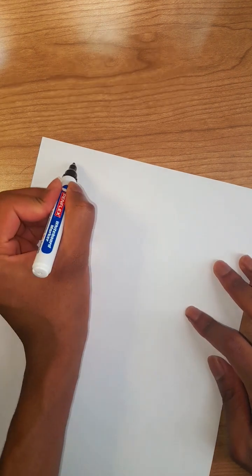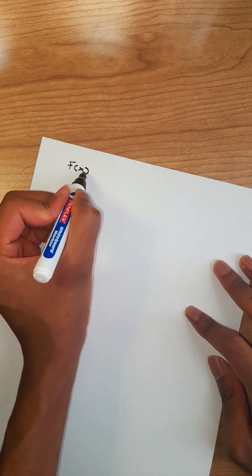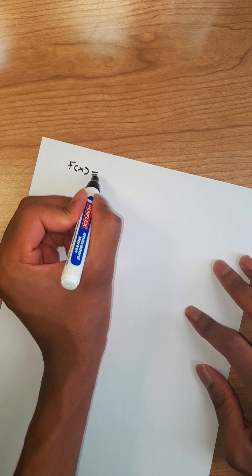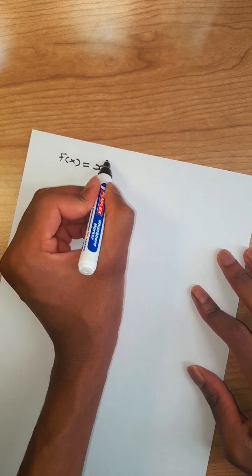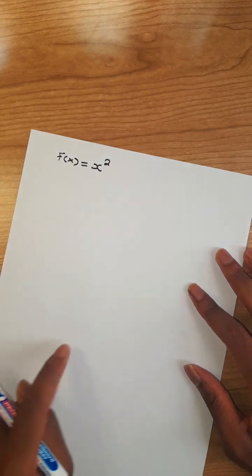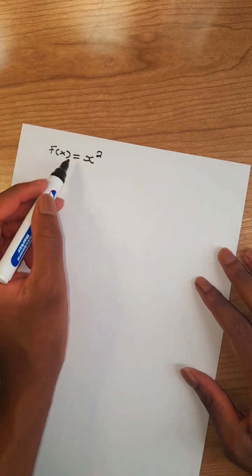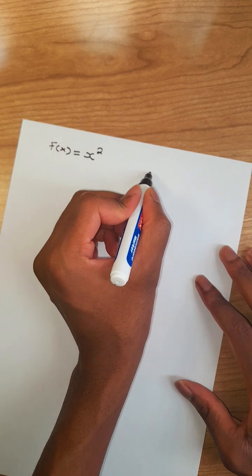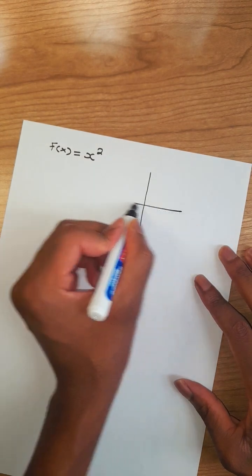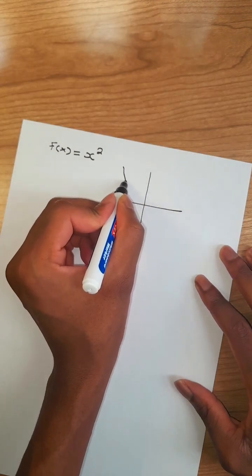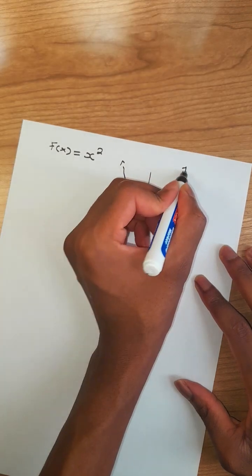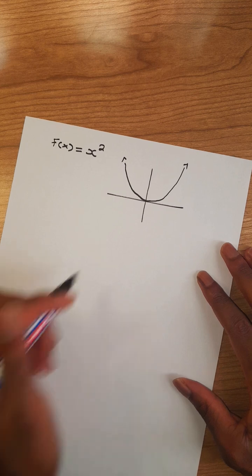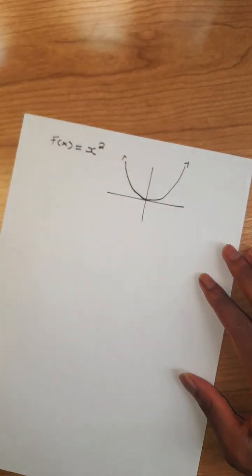Suppose you are given the function f of x, and you are told that this function f of x equals x squared. How can you graph this function? You know that if you are given f of x equals x squared, you are going to graph it in this manner. It is going to look something like this. So this is going to be the original f of x.